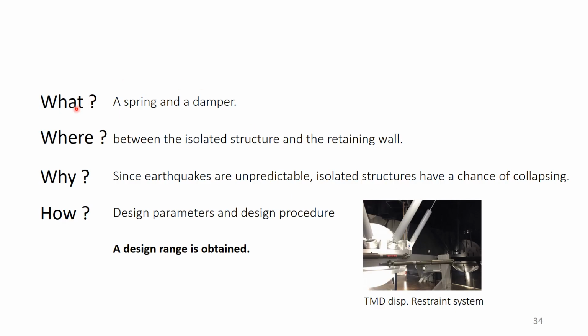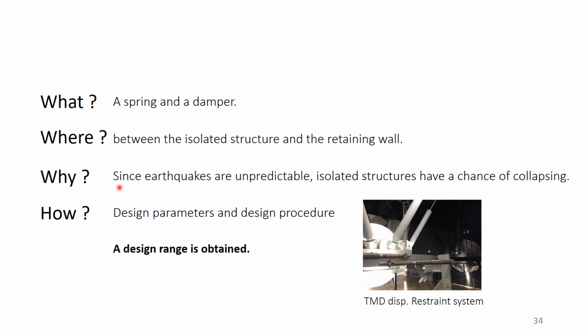So what is this kind of system? It is made of a spring and a damper. And where will it be situated? It will be between the isolated structures and the retaining wall. So why do we want to design this displacement restraint mechanism?